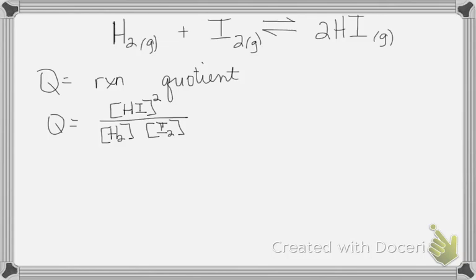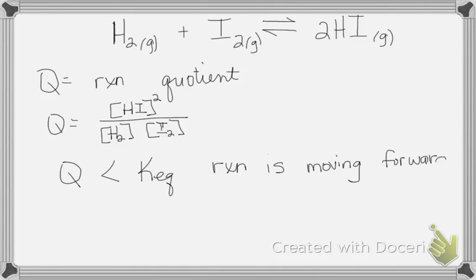You can calculate them at any point in the reaction, and by comparing Q to the KEQ, you can tell which direction the reaction is moving. Is it still going forward or is it still going backwards? When Q is less than the KEQ, that would tell me the reaction is moving forward. And so if I were interested in producing HI and I saw this, that I'm not to equilibrium yet, I'm still making HI, then I wouldn't want to stop that reaction because I'm still making product.